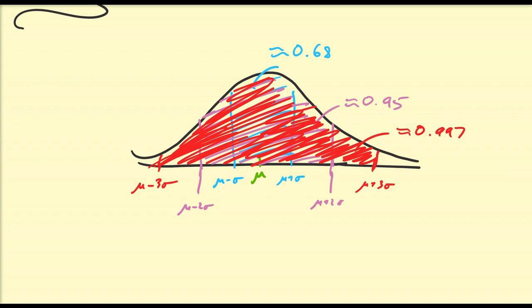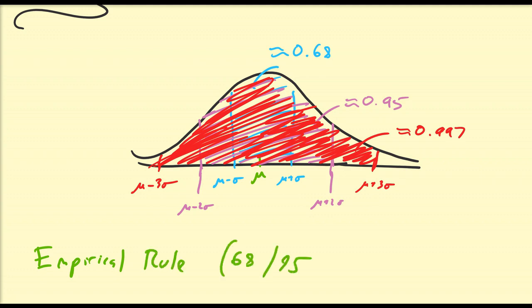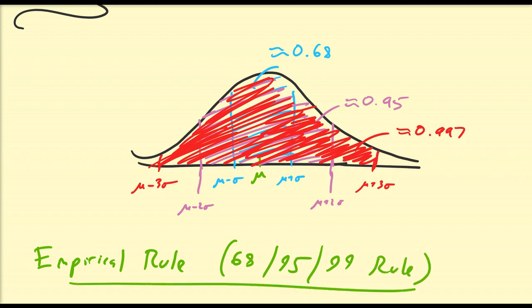So the empirical rule, sometimes known as the 68-95-99 rule, pretty much gives you an approximation for the area under a normal distribution within k standard deviations, where k is equal to 1, 2, or 3 standard deviations from the mean mu.